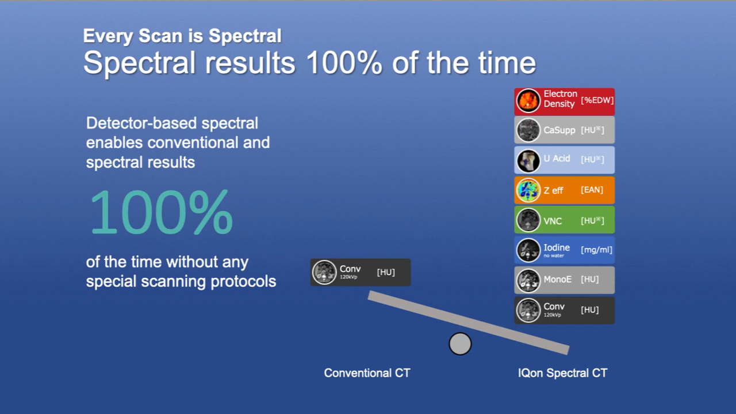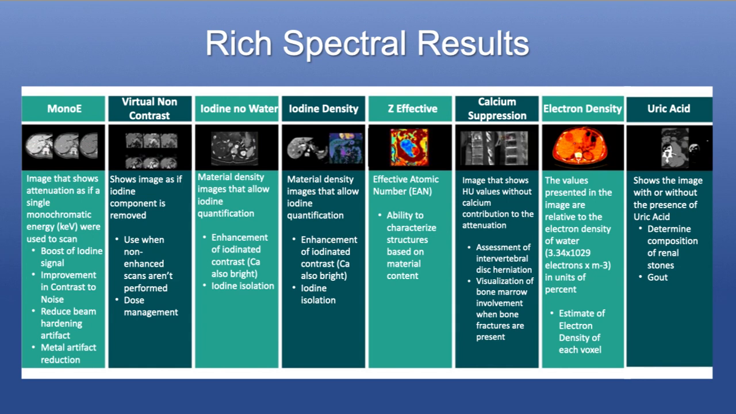The main advantage that I was speaking about before, when we compare it with conventional or with other modalities, is that the spectrum is always on, and we have more data that we can analyze than with the conventional CT. So we will have electron density, calcium suppression, Z effective, virtual non-contrast, and iodine no water, where we can measure the concentration of iodine, and we can create mono-Es that I will describe now. So we have these rich spectral results.